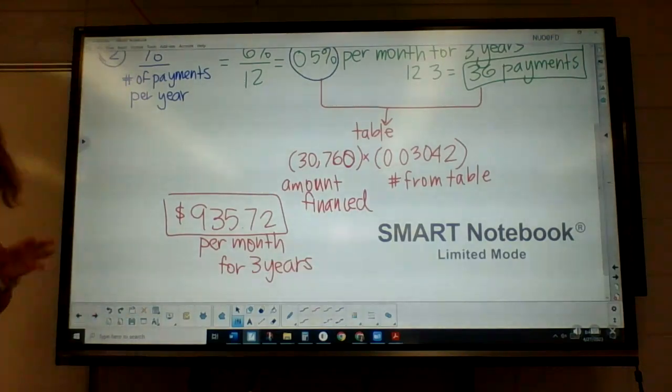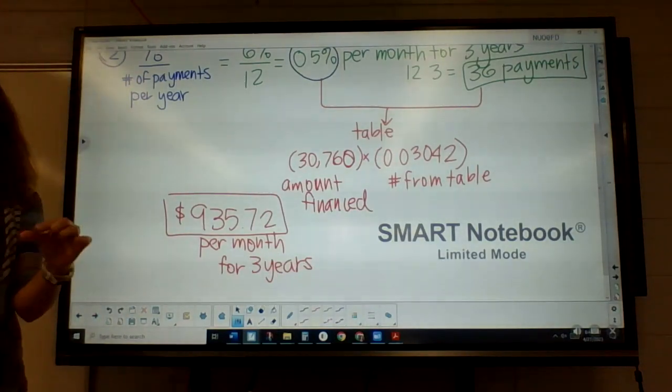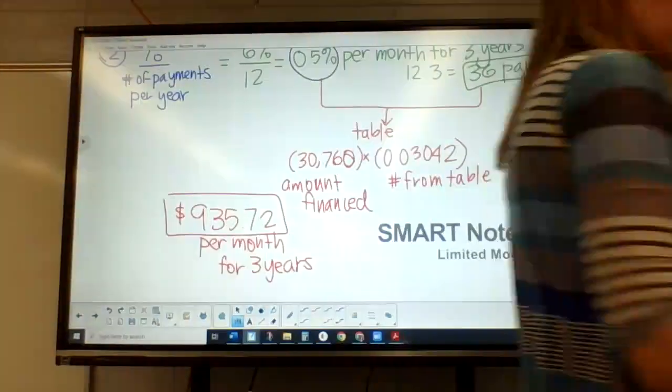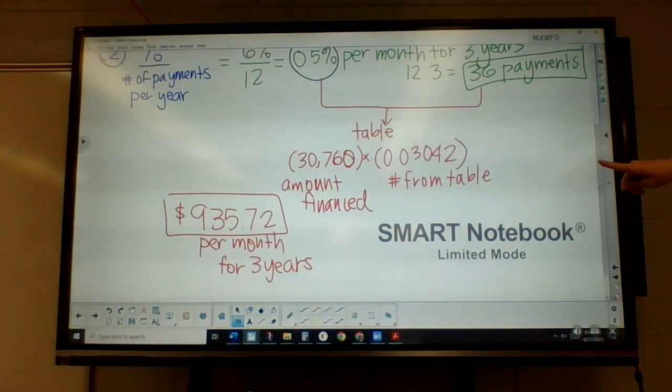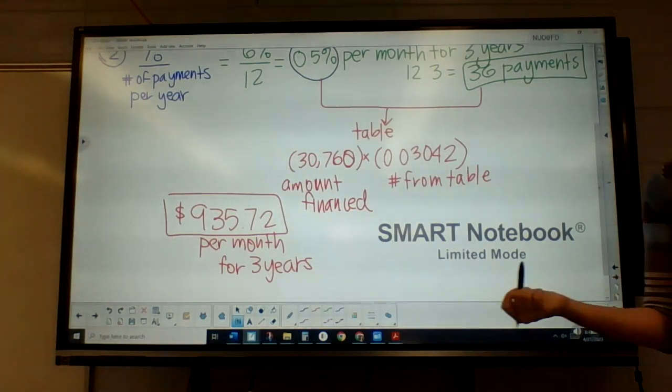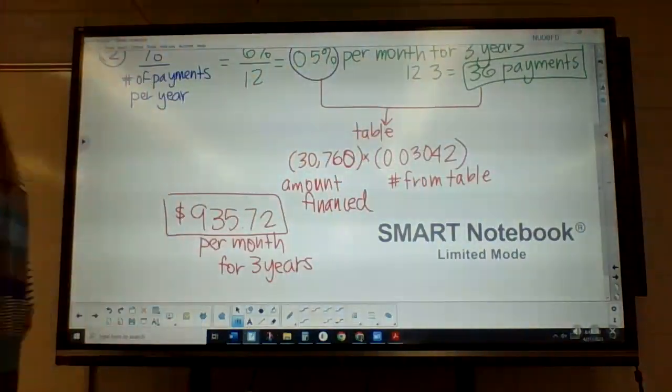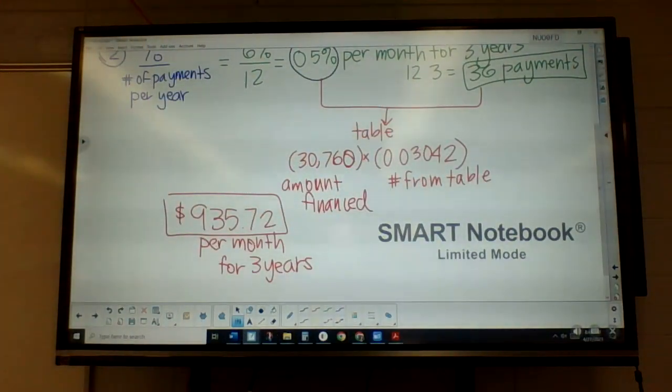So he would get probably a little coupon book from his car dealership that would say every single month he should be making this payment per month. He's going to have 36 little coupons in there that he's got to go pay off. When I've had car loans before, my payment was more like $300. So just out of perspective there, that's pretty outrageous.